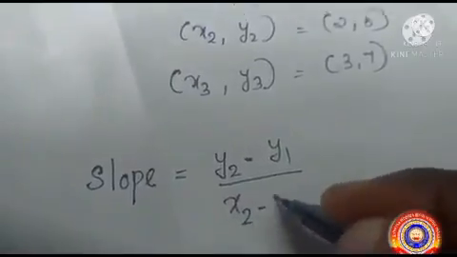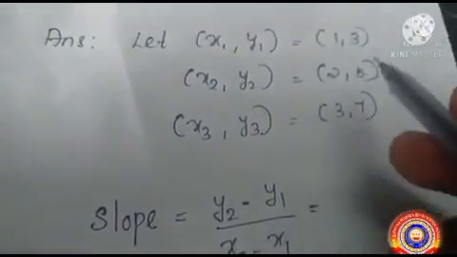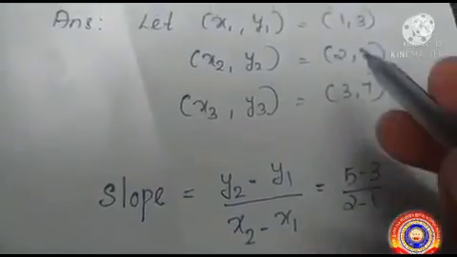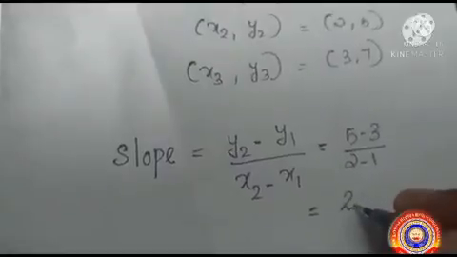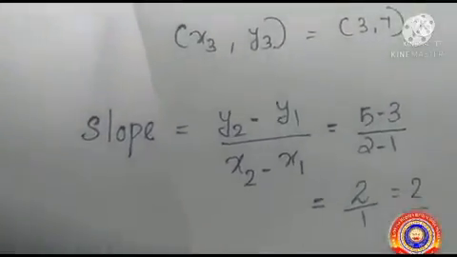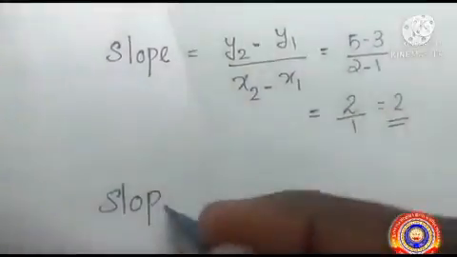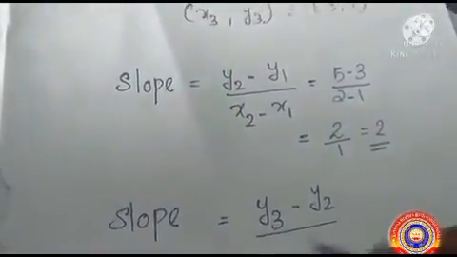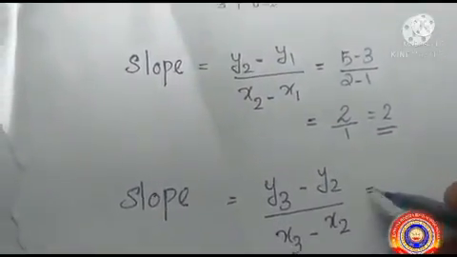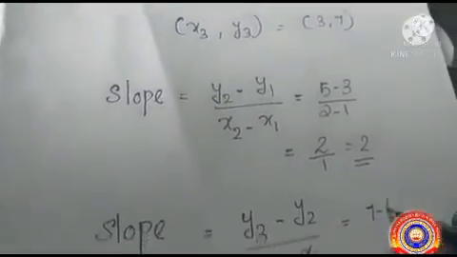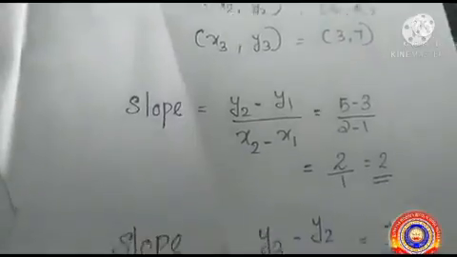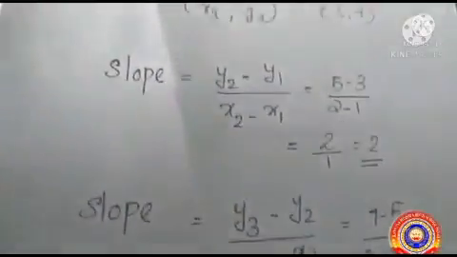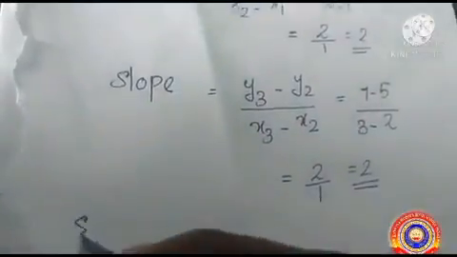Okay, first of all, y2 minus y1 by x2 minus x1, which is equal to 5 minus 3 by 2 minus 1, which is equal to 2 by 1, and it is equal to 2. Next we have to find the slope between x3 y3 and x2 y2. Slope is equal to y3 minus y2 divided by x3 minus x2, and it is equal to 7 minus 5 divided by 3 minus 2, which is equal to 2 by 1, and it is equal to 2.